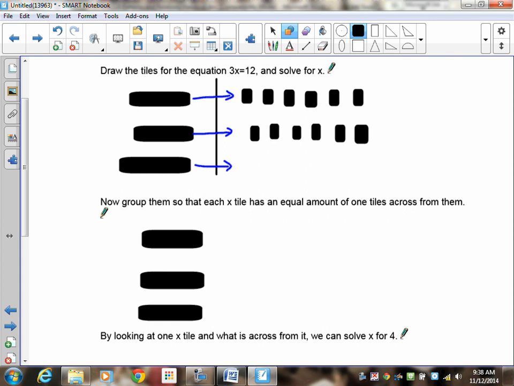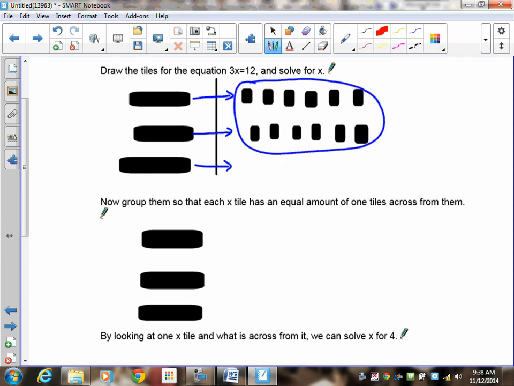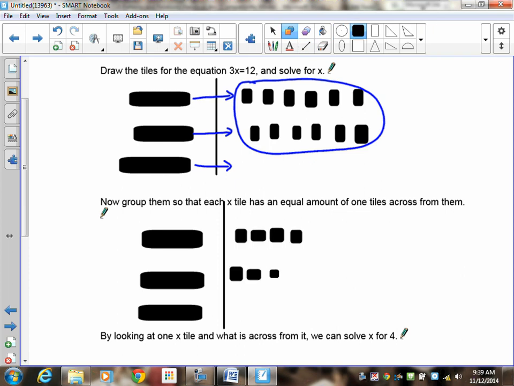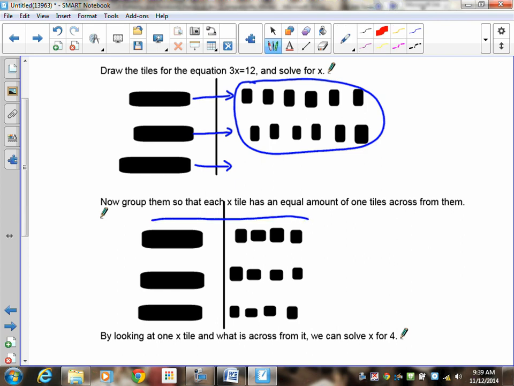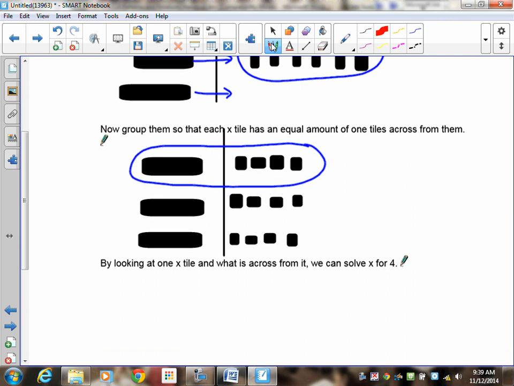So what I'm going to do now is relocate these right here so that there's an equal amount with each one of these x's down below. Now if you do simple division, there's 12 here and you want to put them in 3 groups. 12 divided by 3 is 4, which means that each one of these has to match up with 4. So let's do that. Here's 1, 2, 3, 4, 1, 2, 3, 4, 1, 2, 3, 4. So what you end up with is that one of these x's is equal to 4. Now that means that x is equal to 4.